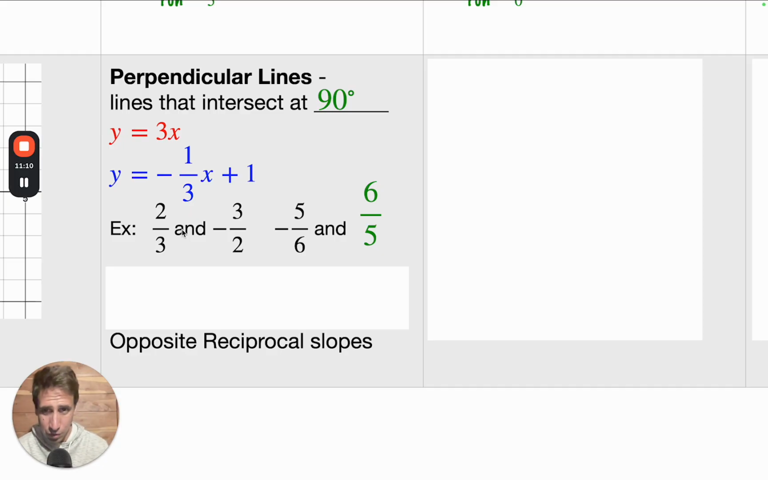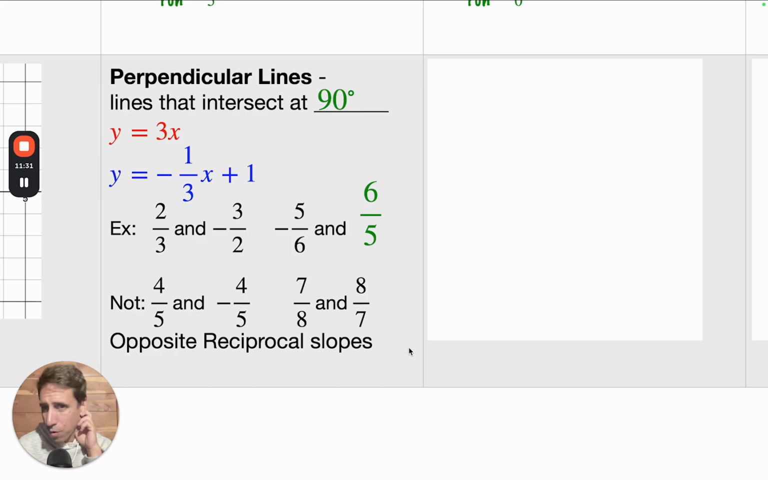You might notice there are two different things that these have in common. First of all, one is positive, one is negative. They're opposites of each other. And then the fraction form of these is flipped. So you can see 2/3, 3/2, 5/6, 6/5.